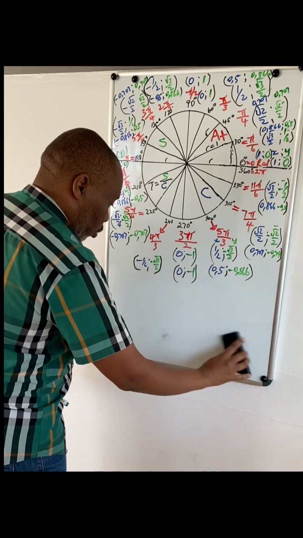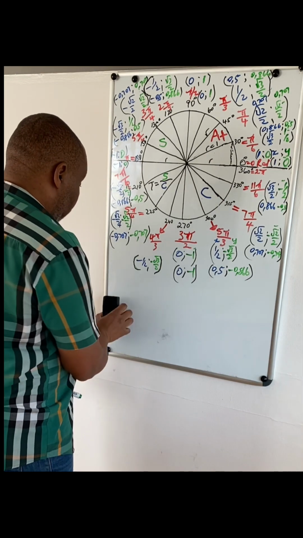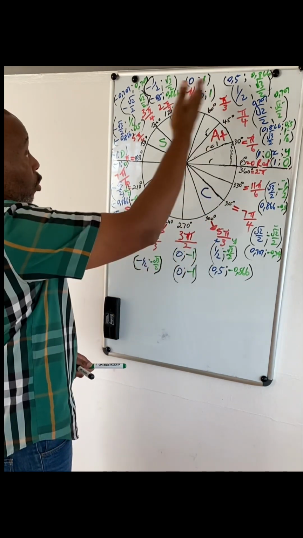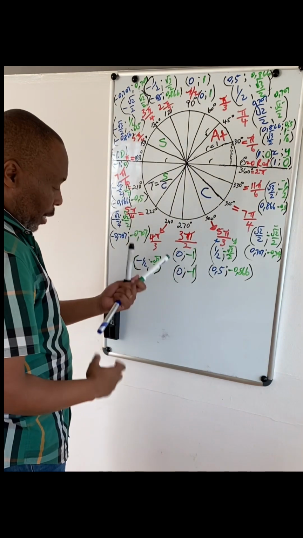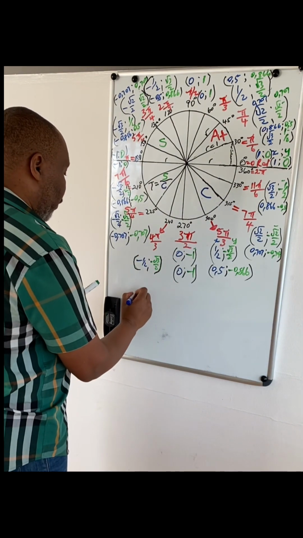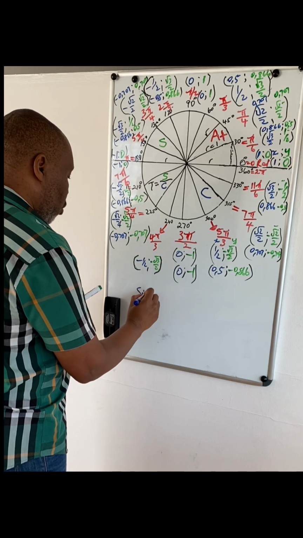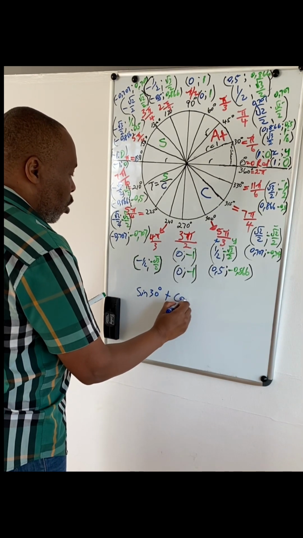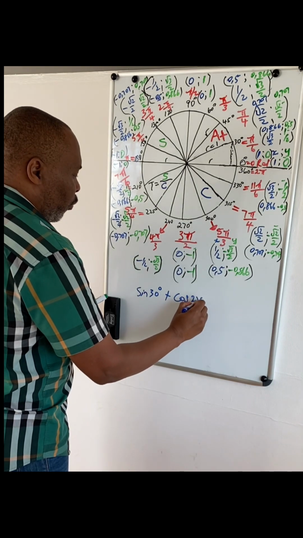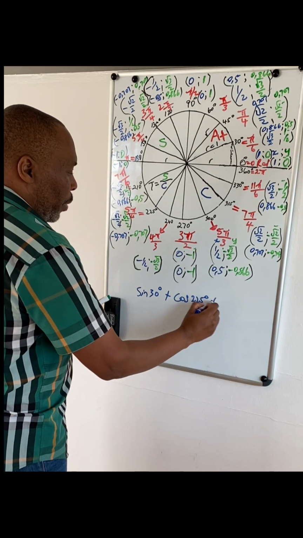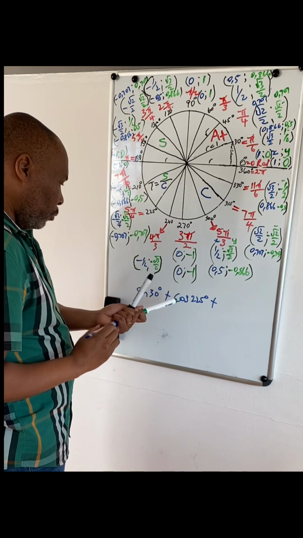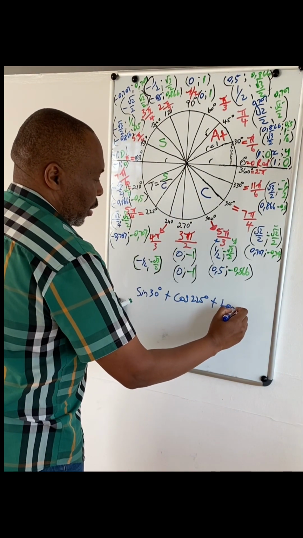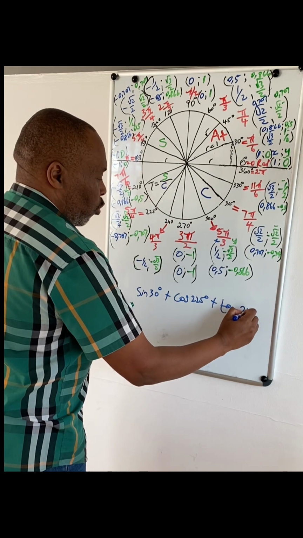I put it all together like this so that you can see what is happening here. For instance, if we are given sine of 30 degrees plus cos 225 degrees plus, let me put, tangent of 240 degrees.